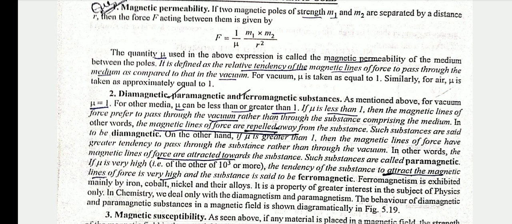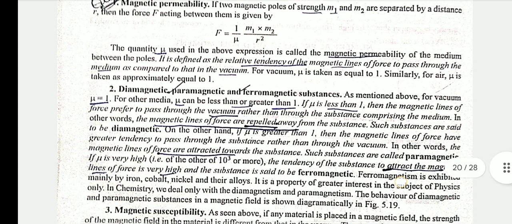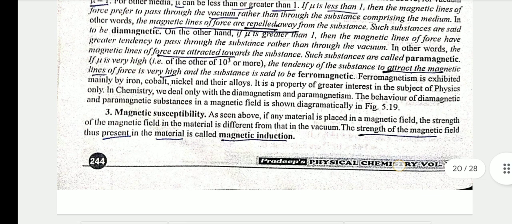If μ is very high, the tendency of the substance to attract the magnetic lines of force is very high and the substance is said to be ferromagnetic. Ferromagnetism is exhibited mainly by iron, cobalt, nickel and their alloys. It is a property of greater interest in the subject of physics. In chemistry we will deal only with diamagnetism and paramagnetism. The behavior of diamagnetic and paramagnetic substances in a magnetic field is shown diagrammatically in figure 5.19.